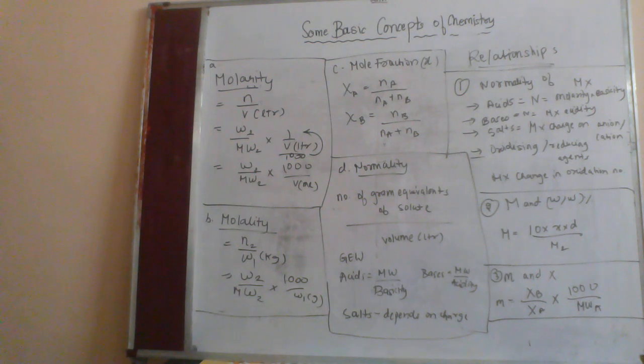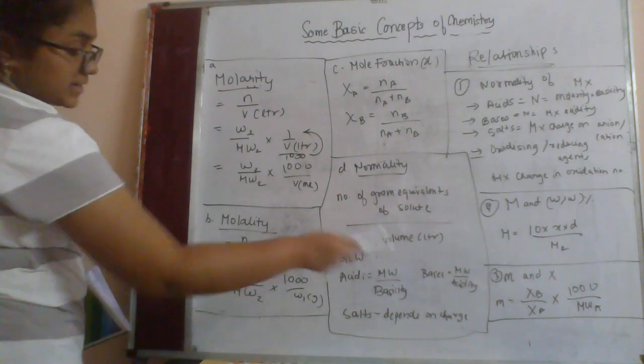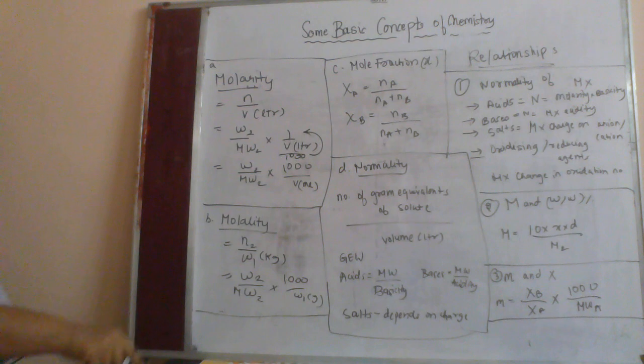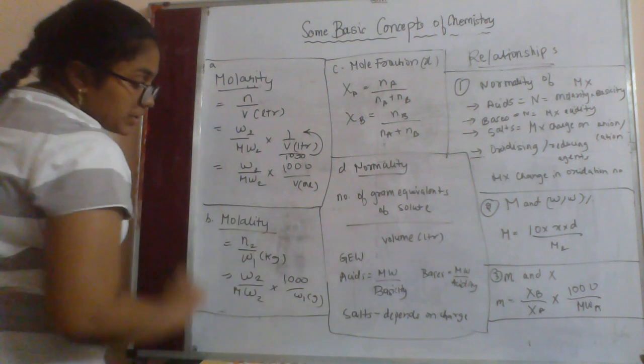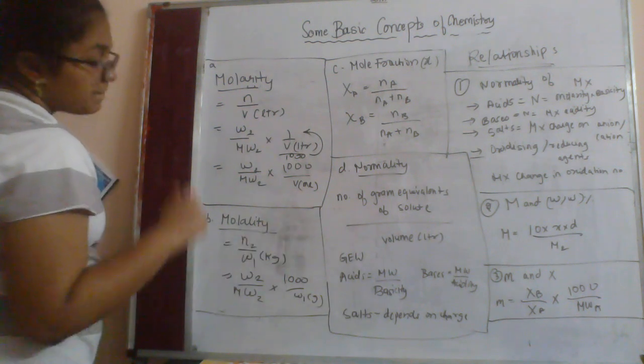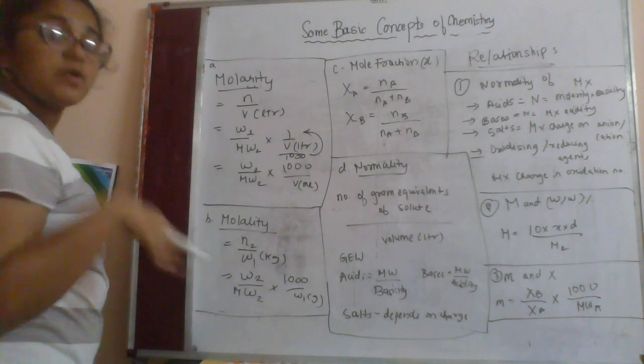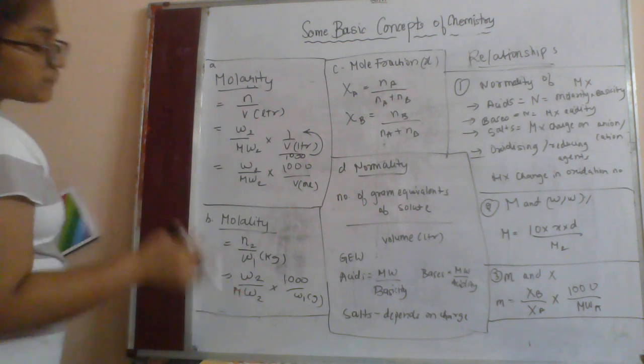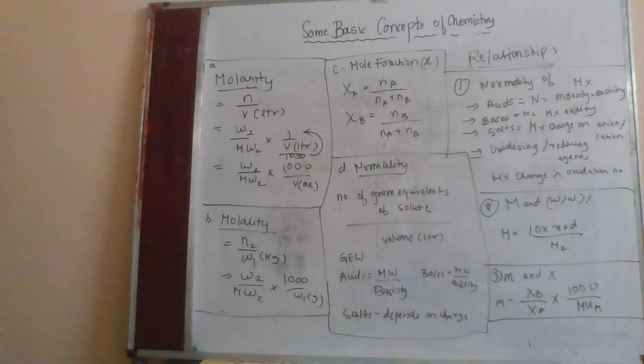You have to just remember the opposite. Basicity, basic substances have OH, so basicity means opposite, that is replaceable H+ ions. While on that side, for bases, equivalent weight is equal to molecular weight of that base divided by acidity, that is replaceable OH- ions. For salts it depends upon the charge. Now we are done with the concentration terms.